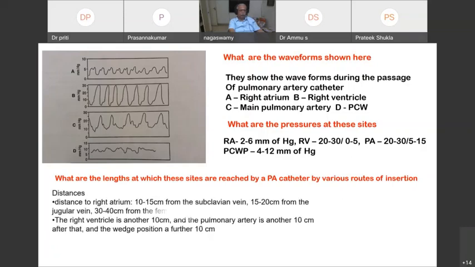So distance to the right atrium is about 10 to 15 centimeters by the subclavian vein route, 15 to 20 centimeters from the IJV, and 30 to 40 centimeters from the femoral vein. Right ventricle is another 10 centimeters, pulmonary artery is another 10 centimeters, and wedge position is another 30. So if it is the subclavian vein, totally it will be 45. For IJV, it will be somewhere between 55 and 60. And for the femoral route, it will be almost 60 to 70.